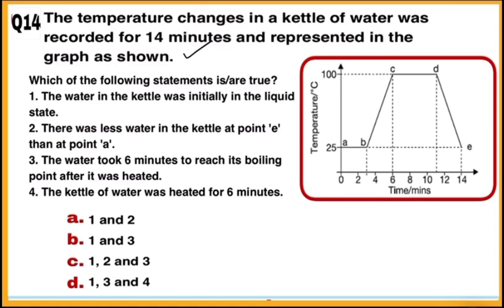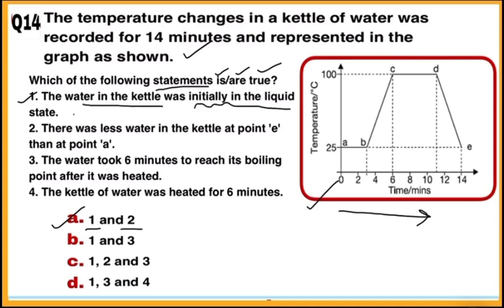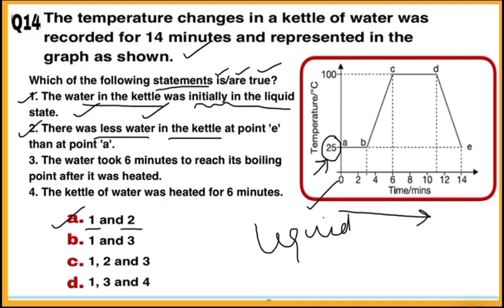Question number 14. The temperature changes in a kettle of water was recorded for 14 minutes and represented in the graph as shown here. Which of the following statements is or are true? Answer is A. Statements 1 and 2 are true. See statement 1. The water in the kettle was initially in the liquid state. This is correct. You can see here initially water is at 25 degrees Celsius and at this temperature water is always in liquid state. Now see statement number 2. There was less water in the kettle at point E than at point A. This is also correct because some water would have evaporated after it reached boiling point.